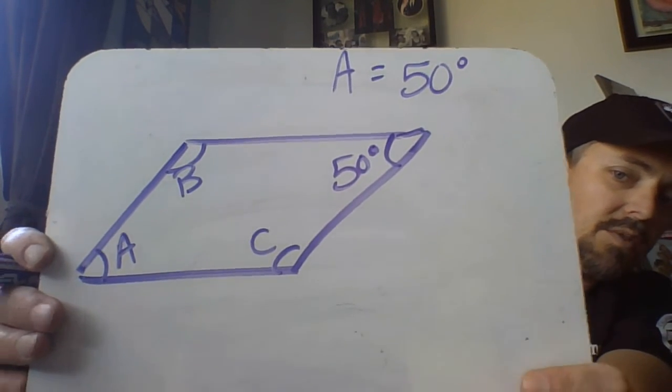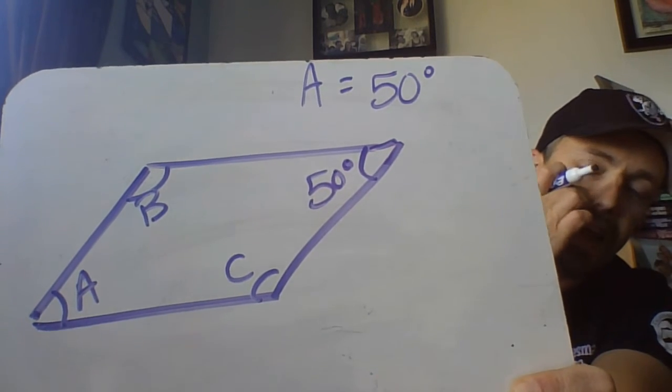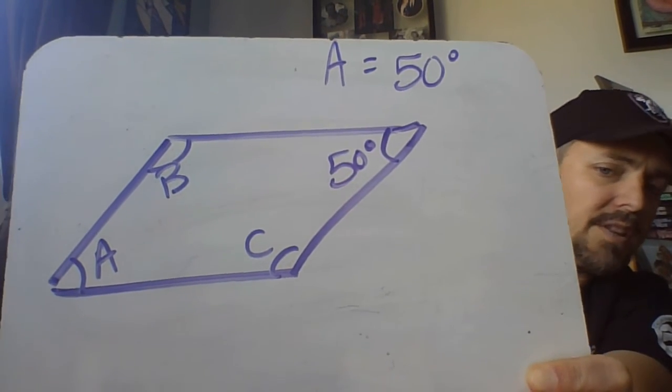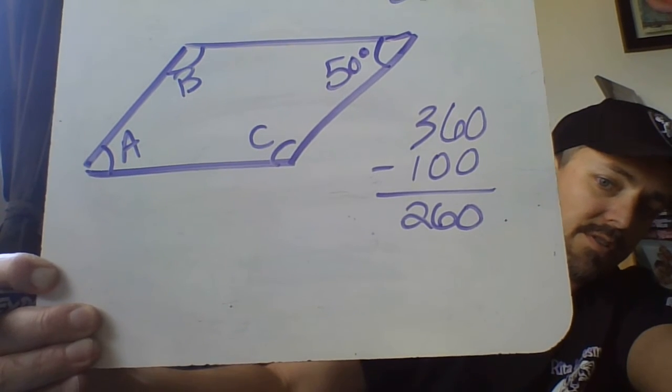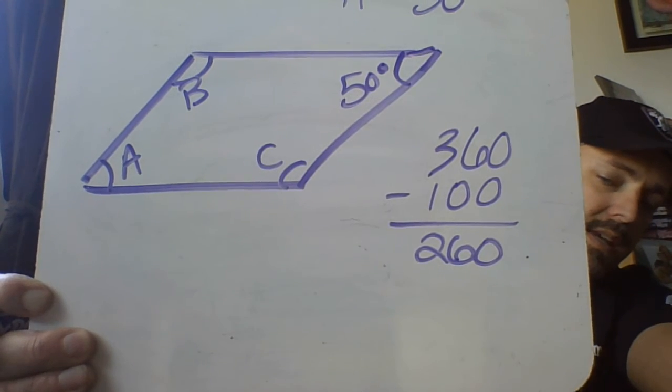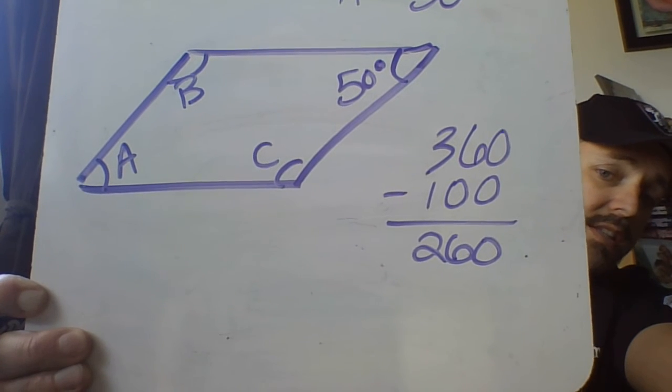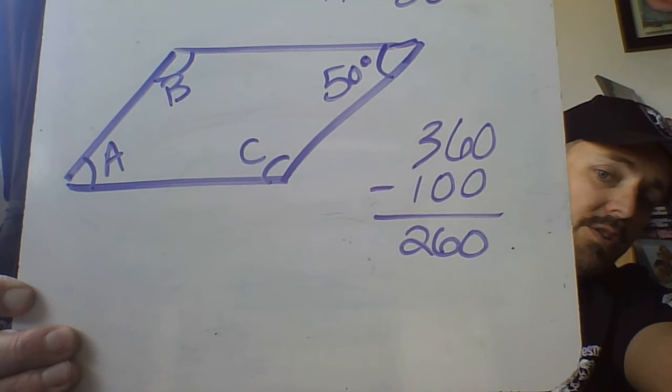So angles B and C, well, we know that angle A is 50 and its opposite angle is also 50, so that's 100 degrees. We can take that away from 360, so we say 360 minus 100, and we get 260 left. So we know the last two angles have to equal 260 degrees. B and C have to be congruent because this is a parallelogram. So we can take that 260 and divide it by 2. If I did 260 divided by 2, I would get 130 degrees each.